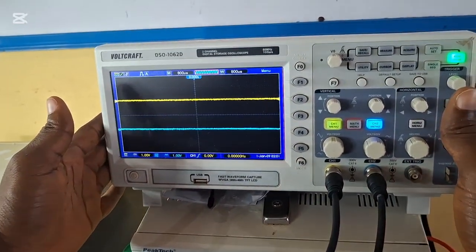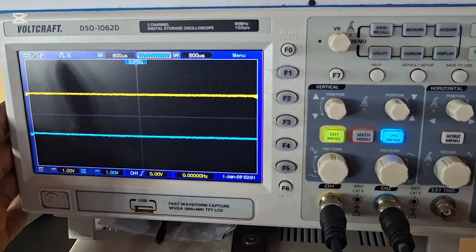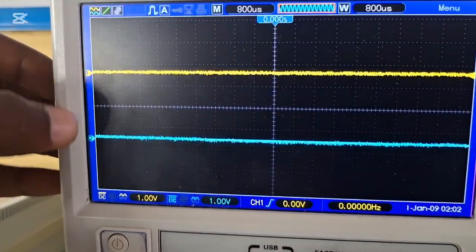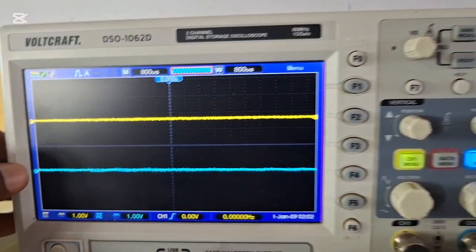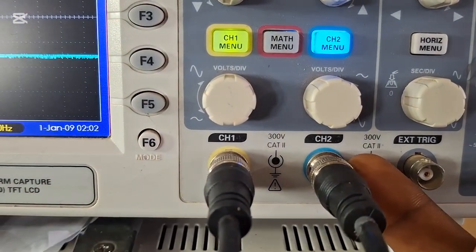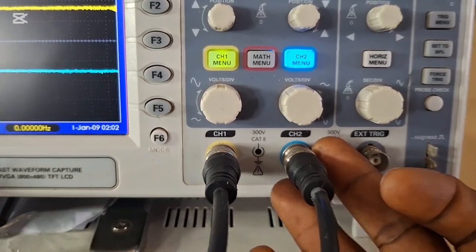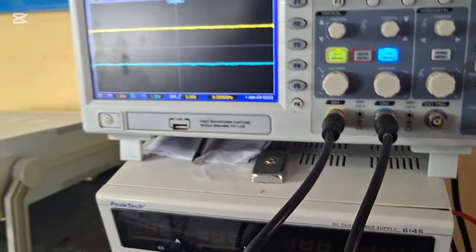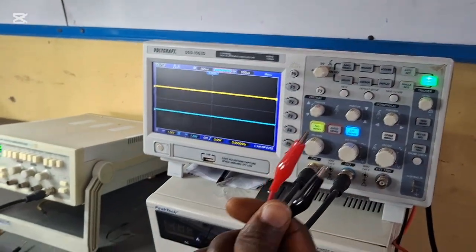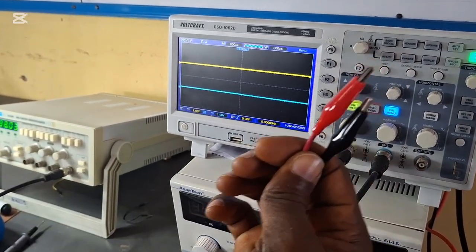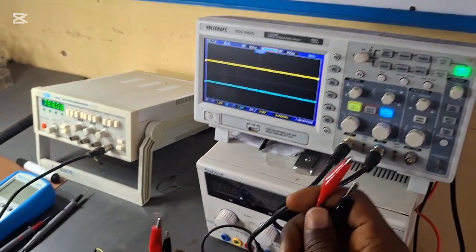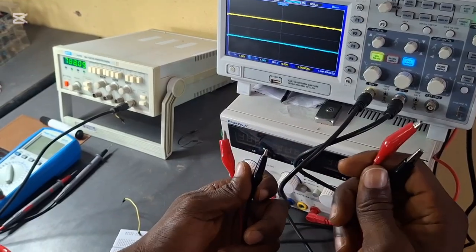We also have the oscilloscope here, which is a 2-channel oscilloscope. So this is for channel 1 and this is for channel 2. And when you come here, you realize that channel 1 has an input and channel 2 also has an input. So if we want to feed a signal into channel 1, we feed it to the input through these alligator clips. The same applies to channel 2. So this is for channel 1 and this is for channel 2.